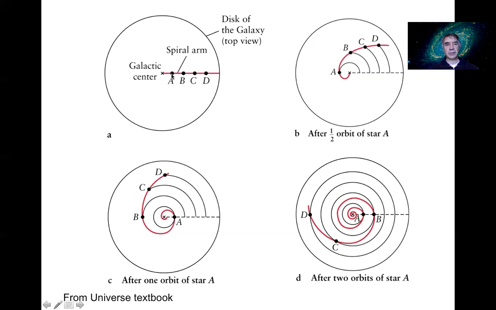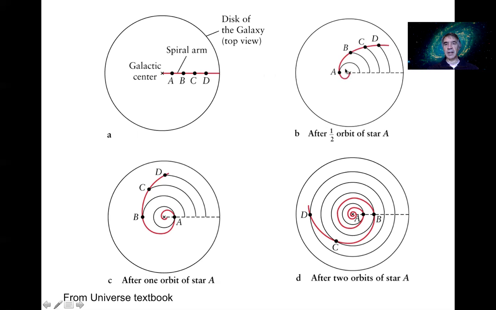So let's consider 4 different stars here, A, B, C, and D. B is twice as far from the center as A, and D is 4 times the distance from the center as A. We're going to set them off with this differential rotation pattern, where the period of rotation is proportional to r, how far they are away from the galactic center. So you can see initially, they all start in a line.